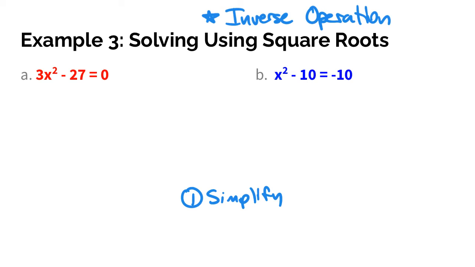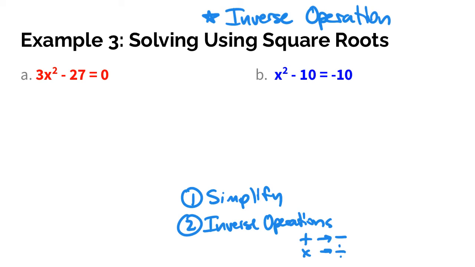Can I distribute anything? And once I'm done simplifying, then I'm going to do those inverse operations. Inverse operations, again, means do the opposite. So where I see addition, we subtract. Where I see multiplication, we divide. And then lastly, where I see squaring, we are going to square root, okay? So squaring and square root are going to be the opposites of each other now.